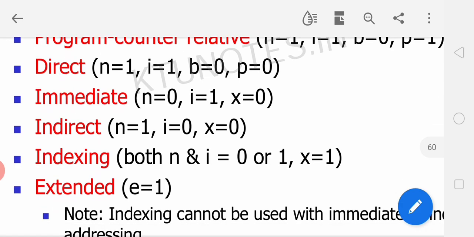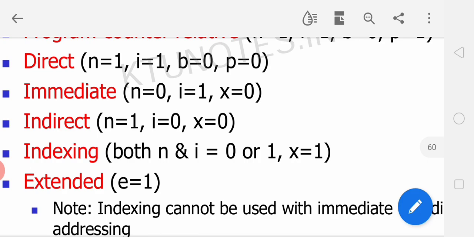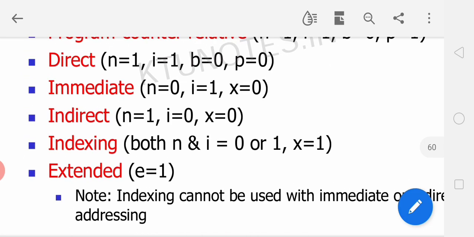Then immediate addressing mode. In that case only i equals 1, because i stands for immediate. All other factors, such as n, which is the indirect addressing mode, are set to 0, because only through this type of addressing we get the values, since one of the registers may contain the value itself. So we use immediate addressing mode to perform and complete that particular instruction's execution. So i equals 1 is set, and x equals 0, where x means indexed addressing, is set to 0.